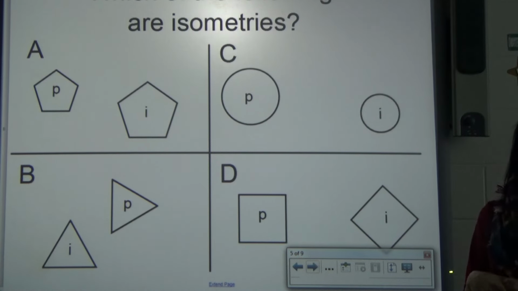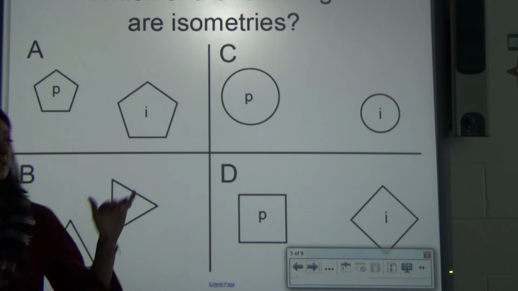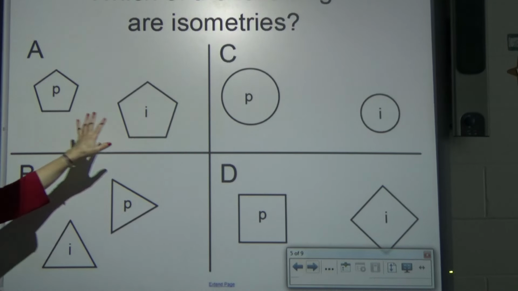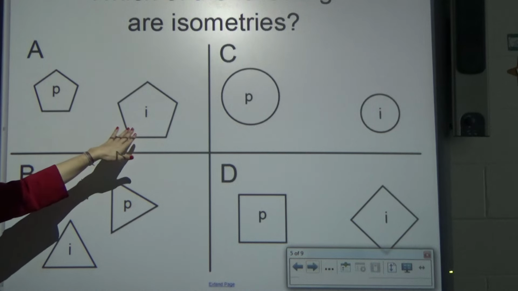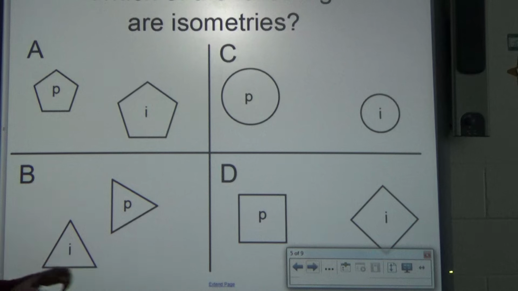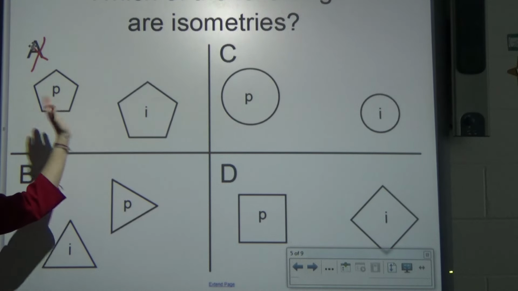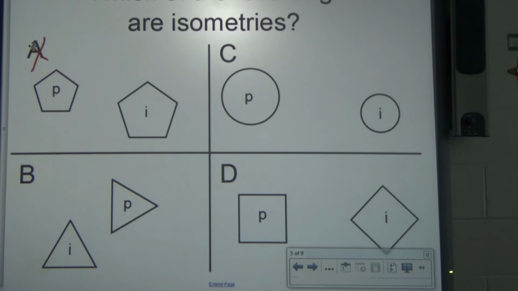So here's a couple pictures. I'm going to step aside for a second so you can take a look. Out of these four pictures, there are only two that are considered to be isometries. If you look at A, so P is my pre-image, I would be my image. Moving from my pre-image to my image, this pentagon gets larger, so this one would not be considered an isometry because it's getting larger. It maintained the same shape, but it didn't maintain the same size.